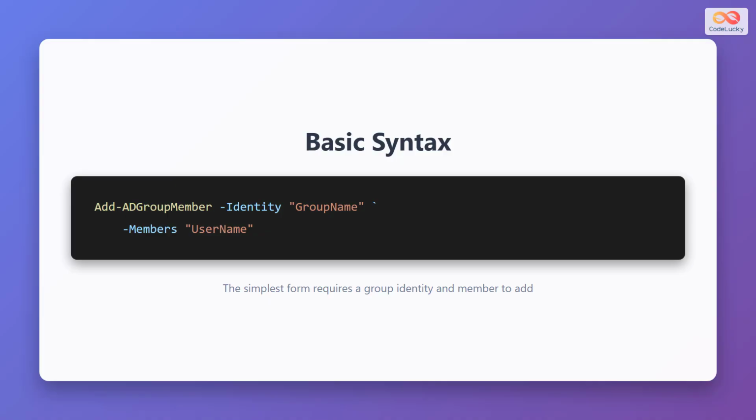Let's look at the basic syntax of Add-ADGroupMember. The command requires two essential parameters. The identity parameter specifies which group you want to add members to, and the members parameter specifies who you want to add. In this example, you see the cmdlet followed by the identity parameter with the group name in quotes and the members parameter with the username in quotes. The backtick character is used for line continuation in PowerShell, making the command more readable. This is the simplest form of the command you'll use most often.